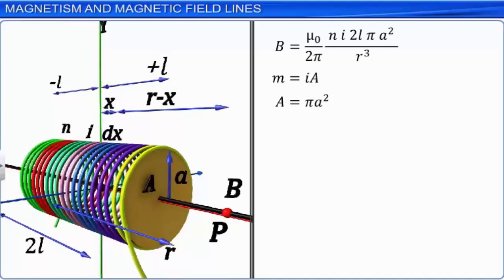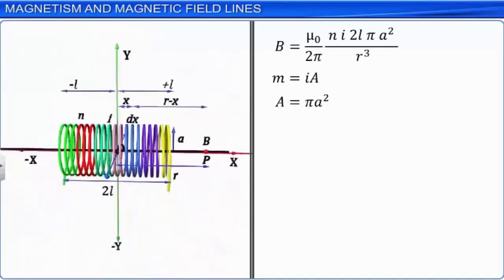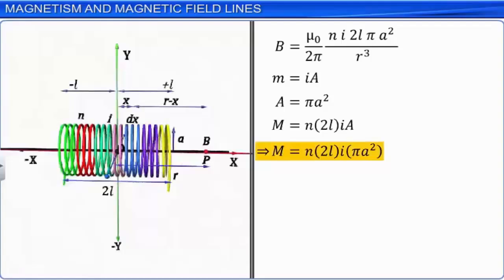Substituting M for the terms in the expression for magnetic induction, we get B = μ0 / 2π × M / R³. On multiplying the numerator and denominator with 2, we get B = μ0 / 4π × 2M / R³.